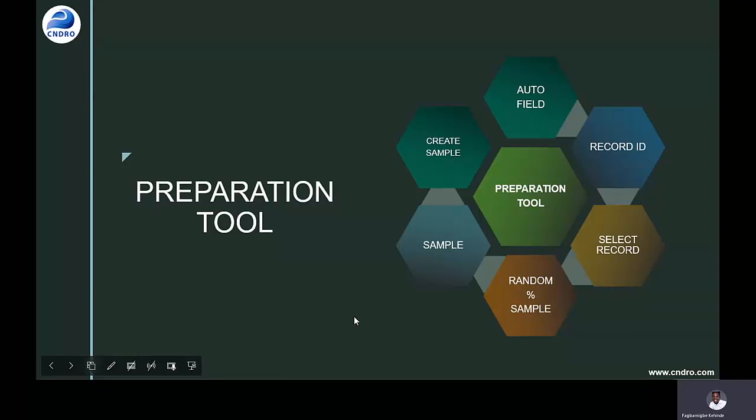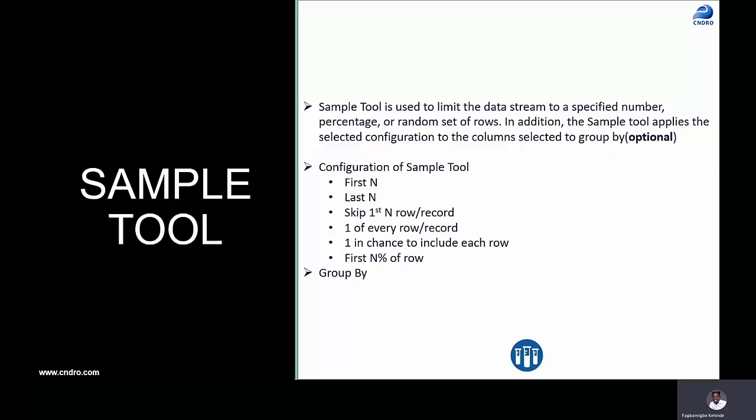Today we'll be looking at the sample tool in Alteryx and how to use it. The sample tool is used to limit the data stream to a specified number. For example, you just want 7 records out of all the records you have in your workflow. You can use the sample tool to achieve this, and you can also have a specified number, a percentage, or a random set of rows returned.